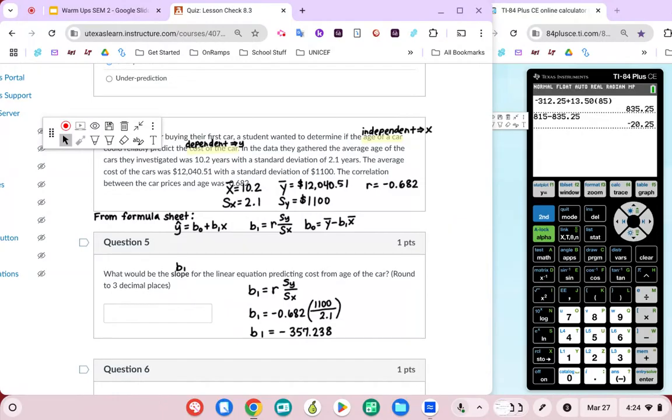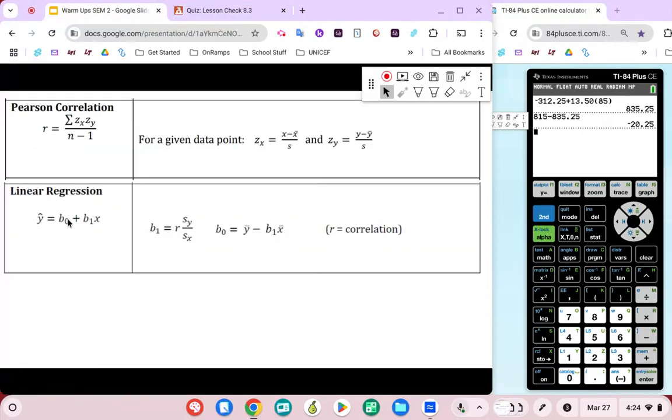All right, so I'm just pulling down all the different values that I'm going to need to solve the next few problems. On your formula sheet, you're going to have these formulas given to you for linear regression. Notice that we have our y hat, so our predicted y is equal to b naught plus b1x. Remember, the thing attached to the x is your slope. The other thing is the y-intercept. So our initial value is the b naught, that's our y-intercept, and then the b1 is our slope.